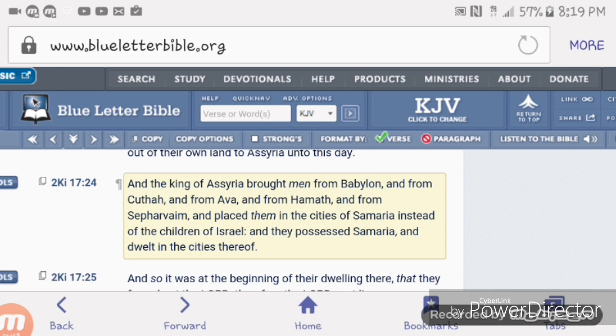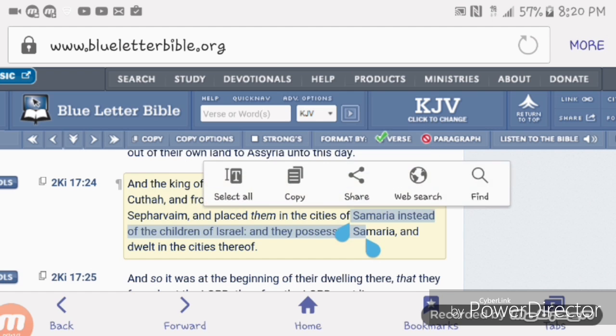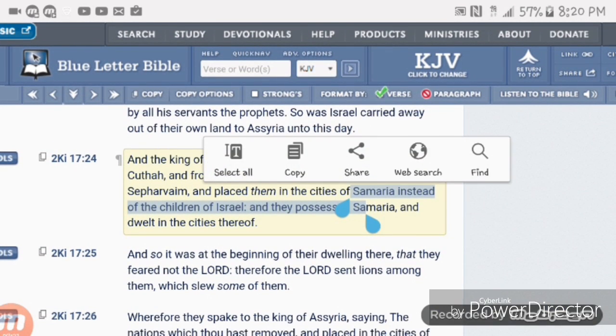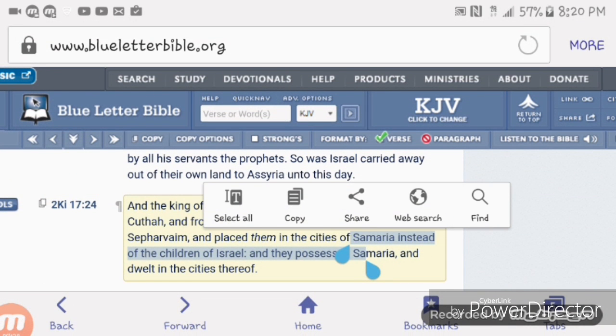Say right here, this 24th verse. Instead, he placed people from Assyria, Babylon, from Cuthah, from Ava, Hamath, and Sepharvaim, and placed them in the cities of Samaria instead of the children of Israel, and they possessed the cities thereof. So that's why the Lord stated it in Matthew 10:5. The Lord knew the history. The Lord was a learned man, all right? So that's why the Lord said, "Go not to the Gentiles."